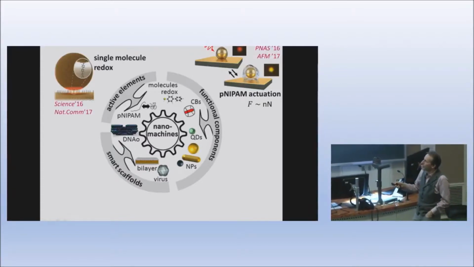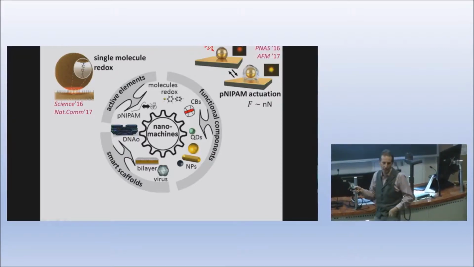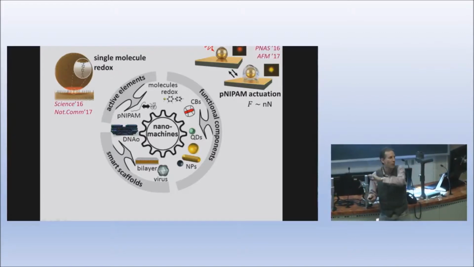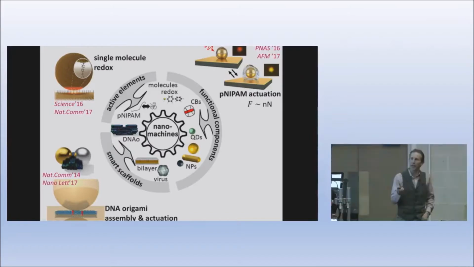I showed you already that we can look at electrons traveling on and off molecules, but we can actually start to gate that. So we can control the electron movement around our nanomachine and use it sort of as power and as memory. Then another technology we've been working with Ulrich Kaiser's group for the last few years on is this technology of DNA origami.